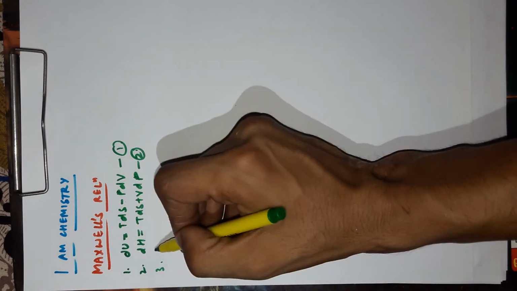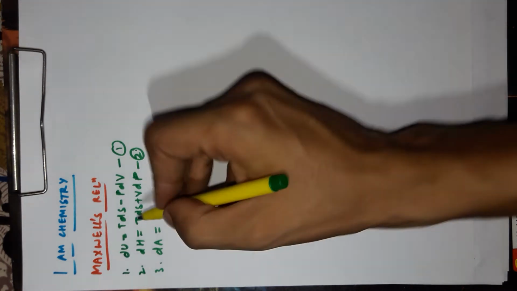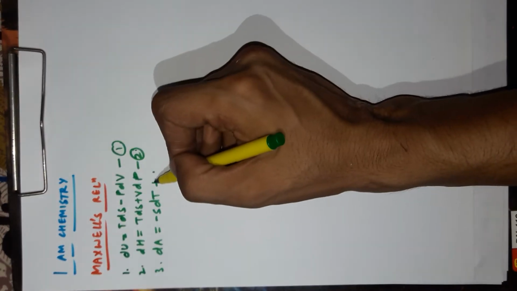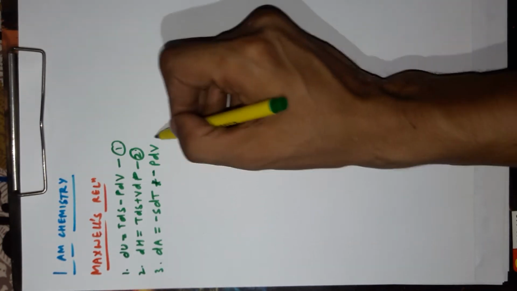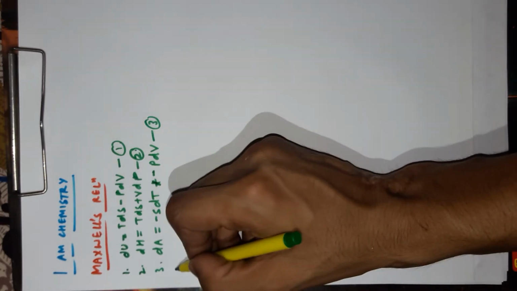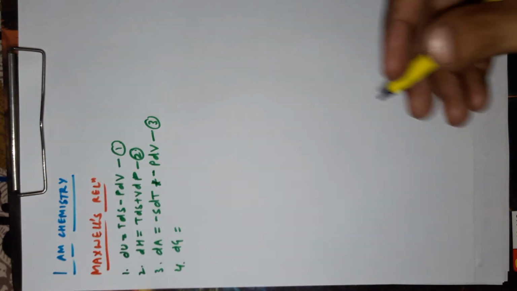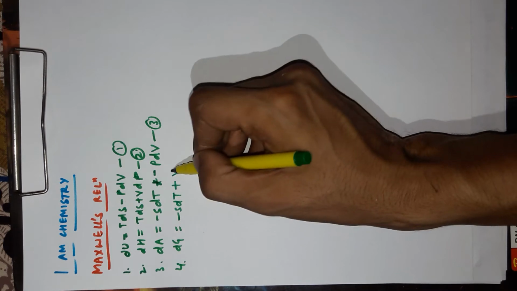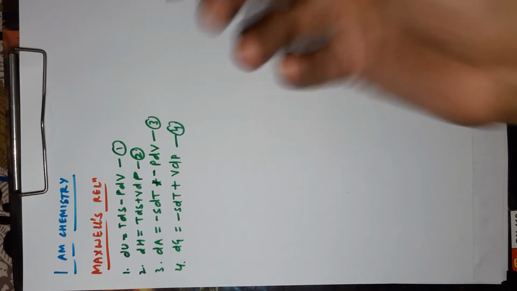The third is small change in Helmholtz free energy, which is minus SdT minus PdV. This is, let's call it, the third equation. And the fourth relation is for small change in Gibbs free energy, which is minus SdT plus VdP. This is the fourth equation. So now we have these four equations.